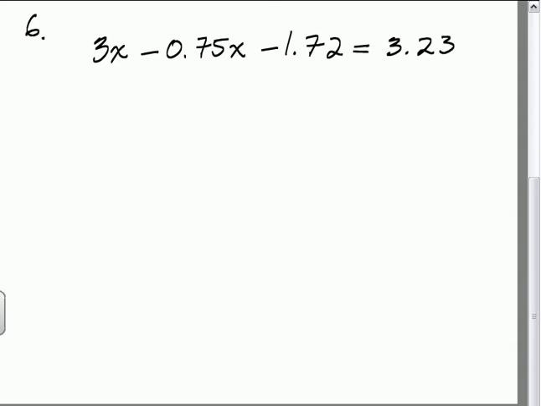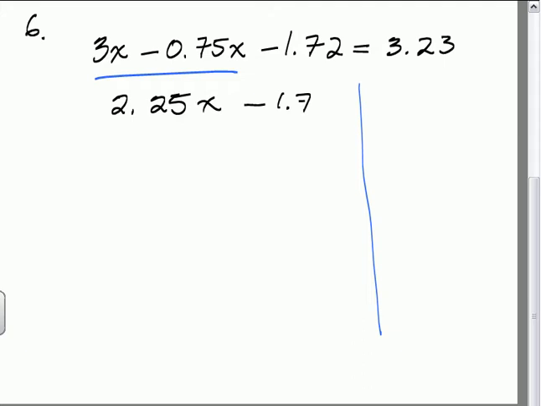So the same thing applies. Clean up. Yep, we can clean up because there are like terms on the left, and that would give us 2.25x minus 1.72 equals 3.23. And I say let's keep all the variables on this side and all the numbers on this side. So that means we've got to get rid of this 1.72. How do we do that? We do the opposite, so we add 1.72 to both sides.